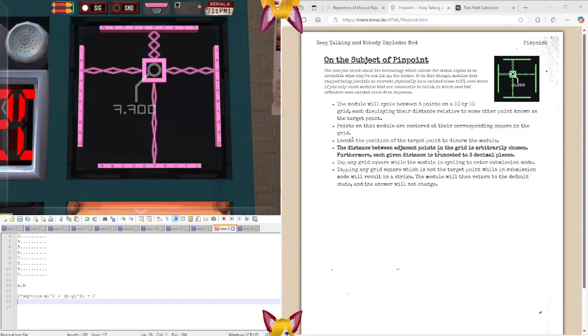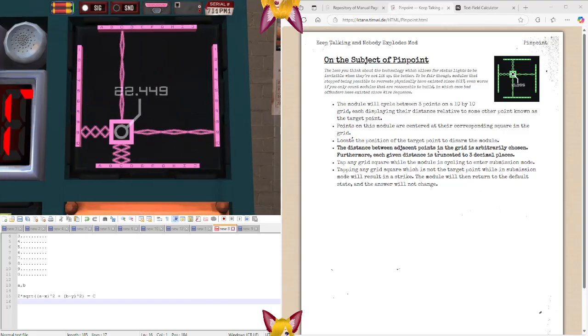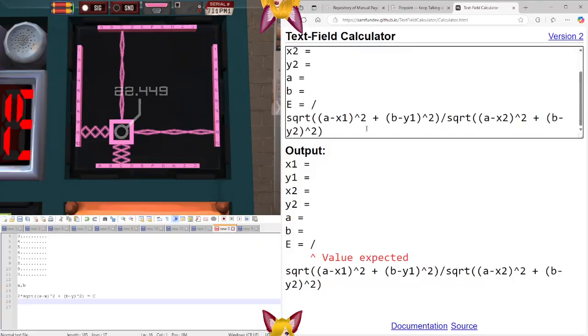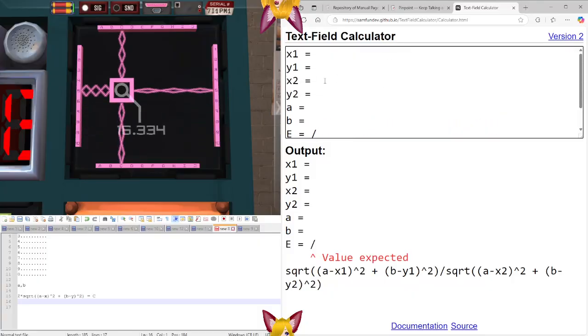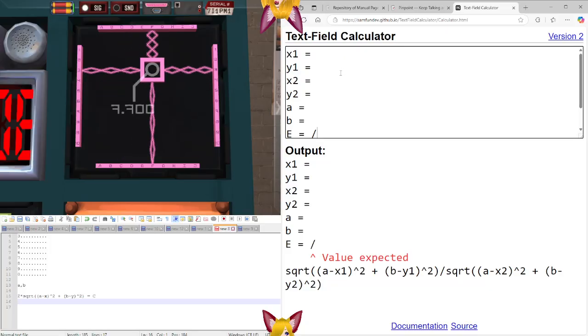Of course, these are truncated to 3 decimal places, so when we use something like a text field calculator, we might get slight deviation in the answers, but if we get close enough, we can assume that could be our answer.